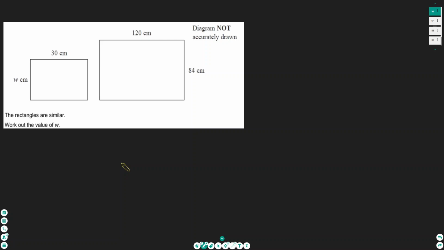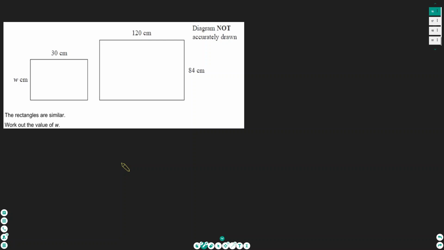Similar shapes are shapes that have a scale factor. For example, one is an enlargement of another one. So similar shapes have a scale factor. And to find the scale factor, we need to divide two corresponding sides.